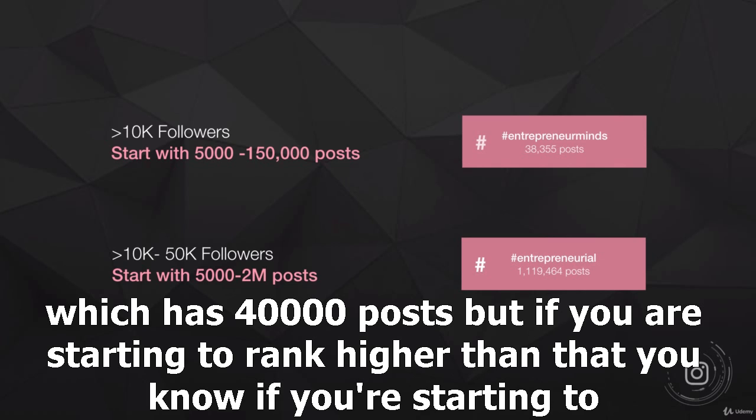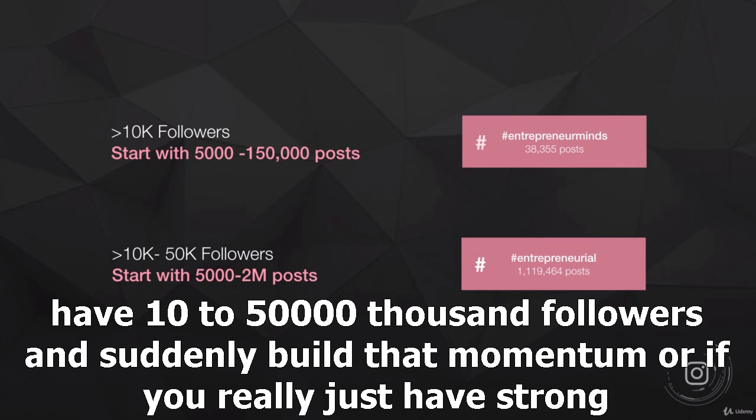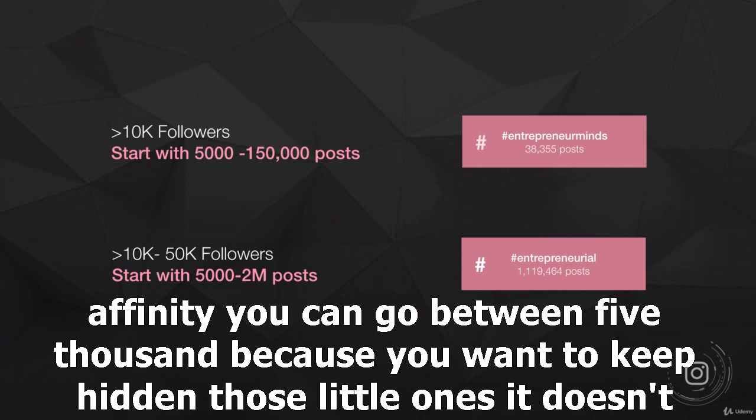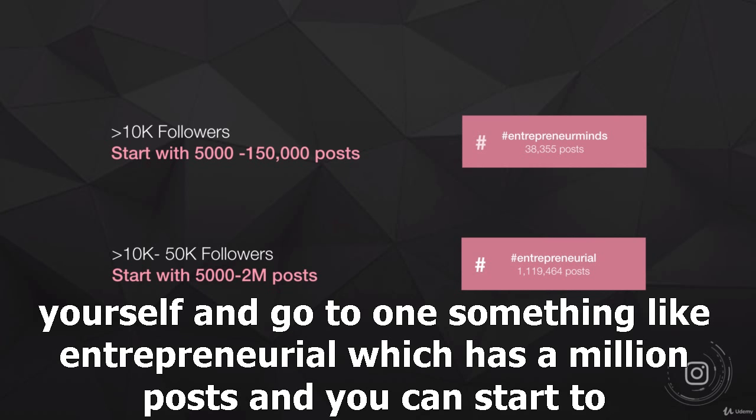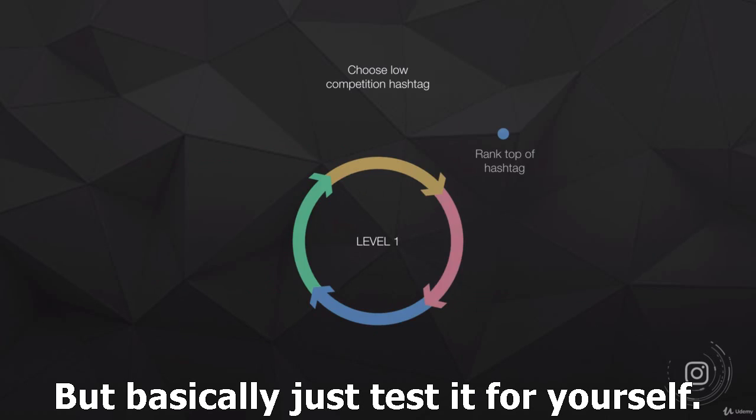So something like Entrepreneur Minds might be a good one to go for if you're in the entrepreneur space, which has 40,000 posts. But if you are starting to rank higher than that, if you're starting to have 10 to 50,000 followers and starting to build that momentum, or if you really just have strong affinity, you can go between 5,000, because you want to keep hitting those little ones. It doesn't matter how big your account gets. You can hit those little ones and absolutely dominate them, and then stretch yourself and go to something like entrepreneurial, which has 1 million posts, and you can start to stretch beyond that too, but basically just test it for yourself.